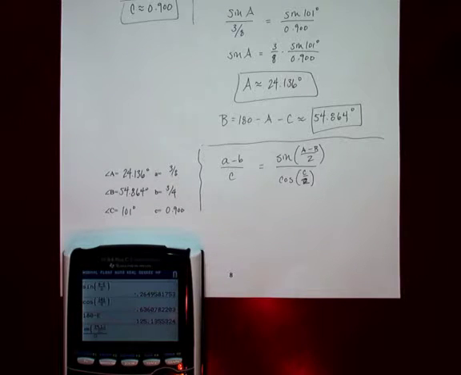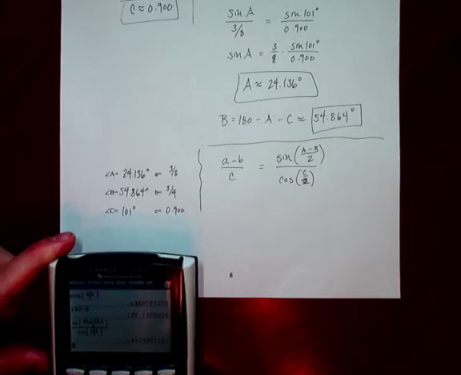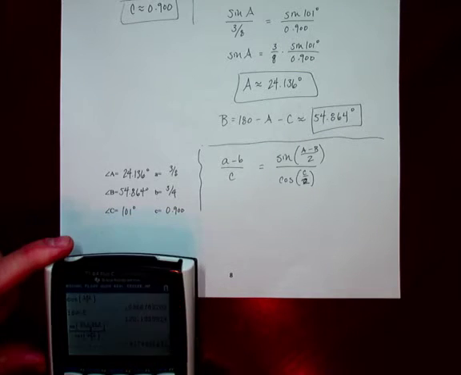24.1 minus 54.9 over 2, and then we'll do cosine of 101 over 2. Ah, there we go. I don't know why that... Oh, because I didn't divide it. Duh.